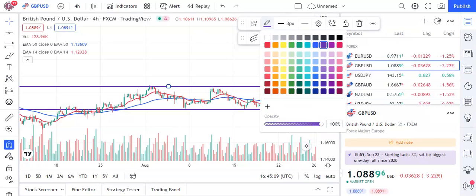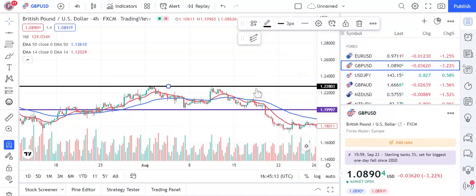Change the color. So I'm changing the color to what? Black. So anytime I see this black horizontal line, I know that this is my 4 hours area of resistance. So this is what I do. I look at the monthly, weekly, daily, and 4 hours time frames, looking for areas of support and resistance. Simply, I pick a horizontal line and place it at the area of support and resistance.